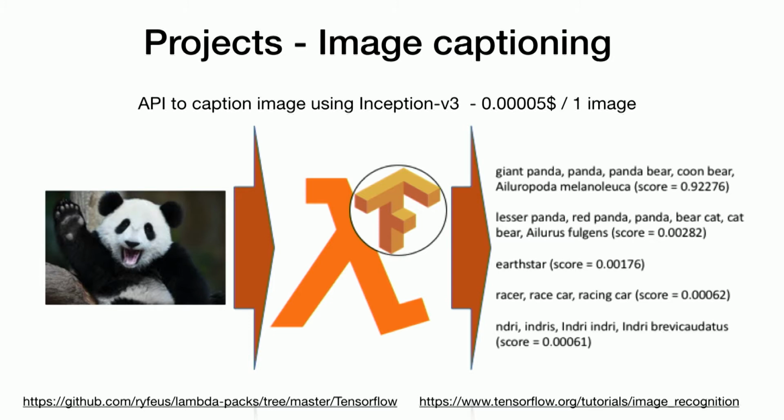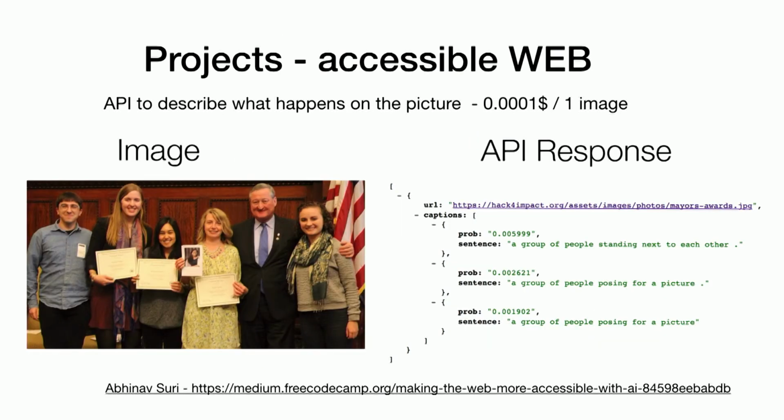Another interesting project which was done using AWS Lambda is Accessible Web. It wasn't done by me, it was done by Abhinav Suri. Basically, it's about using an image-to-text model for people with disabilities to be able to look at the web the same way we do. It's a Chrome plugin where you can just click on the image, and it will tell you what's happening in the image using a deep learning model.